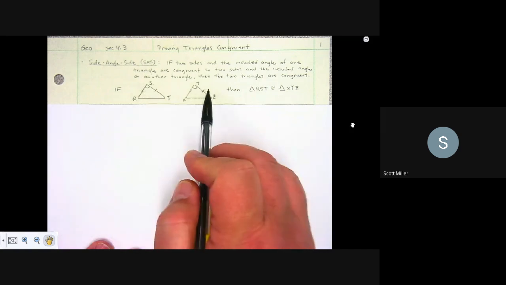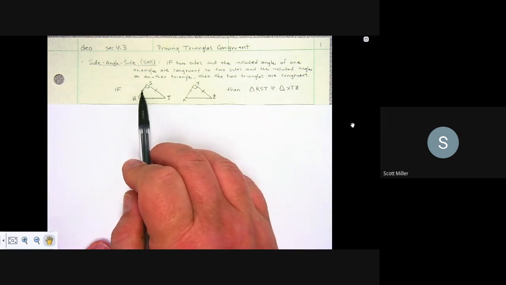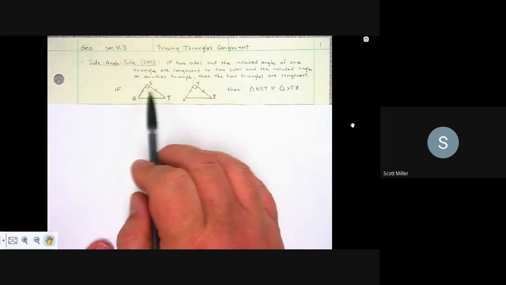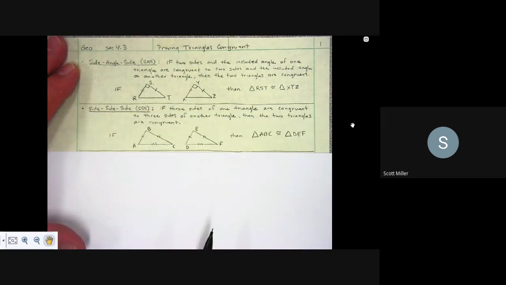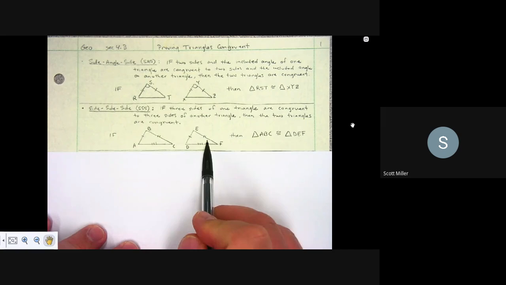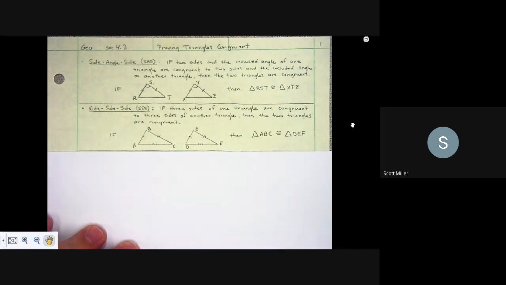So 2 sides are congruent to 2 sides of another triangle, and the included angle, that means the angle between the 2 sides, is congruent to the same one in the other one, then these 2 triangles will be congruent. Another one we're going to look at in this lesson is the side, side, side. Well, what if I don't have any angles? I don't know any angles, but I do know that all 3 sides are congruent to the 3 sides of another triangle. If that occurs, then the 2 triangles are said to be congruent again.